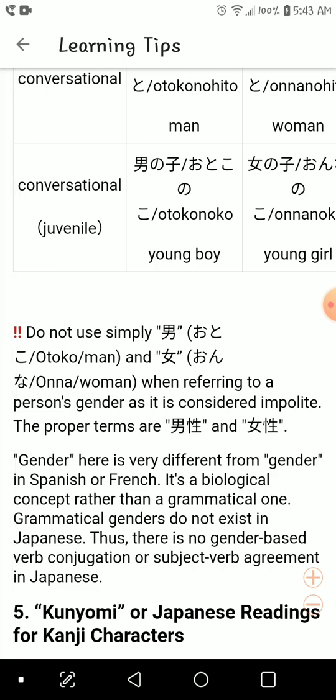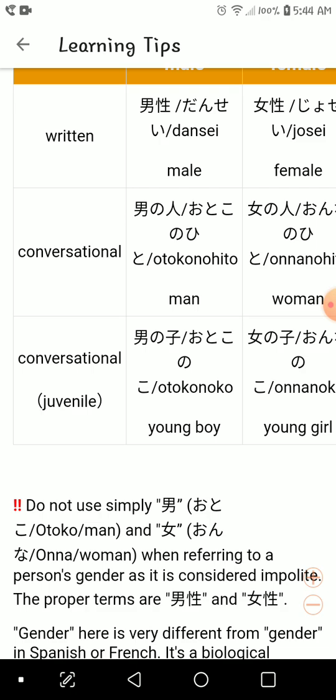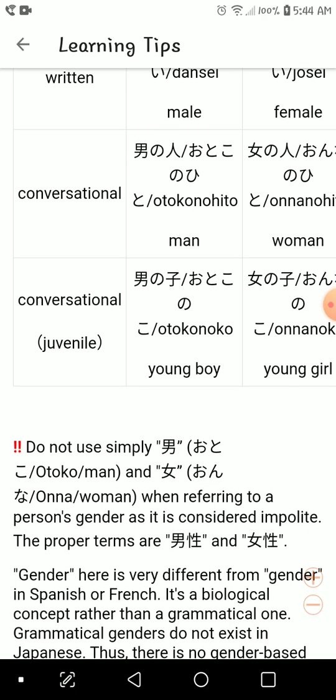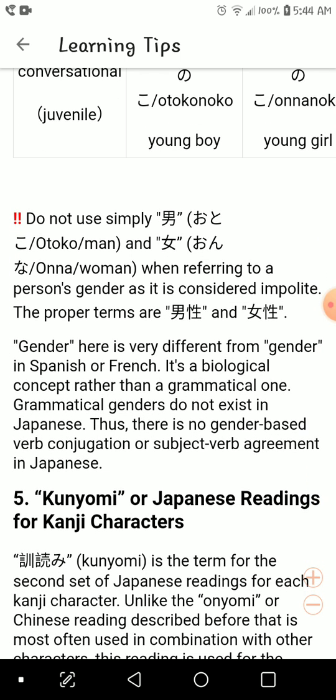Do not simply use otoko and onna, man and woman, when referring to a person's gender. It's considered impolite. The proper terms are otoko no hito and onna no hito. Gender in Japanese is very different from gender in Spanish and French. It's a biological concept rather than a grammatical one. Grammatical genders do not exist in Japanese. Thus, there is no gender-based verb conjugation or subject agreement in Japanese.